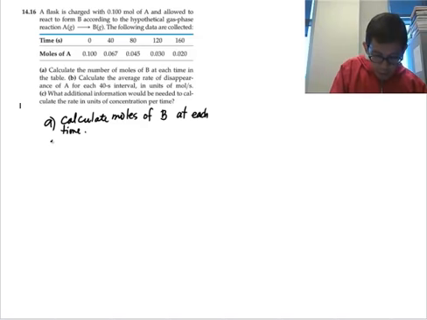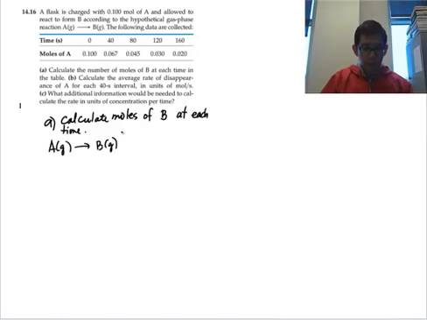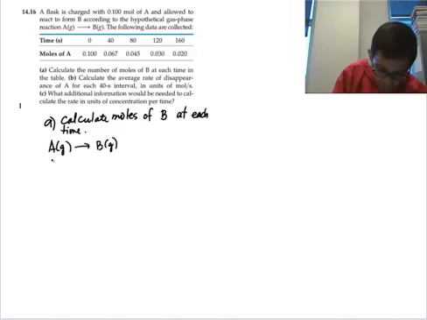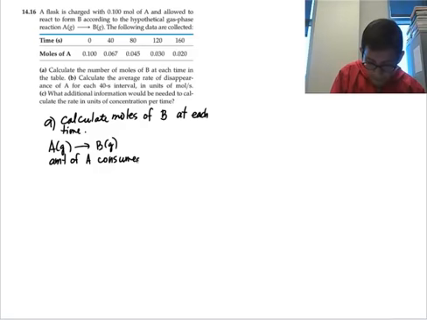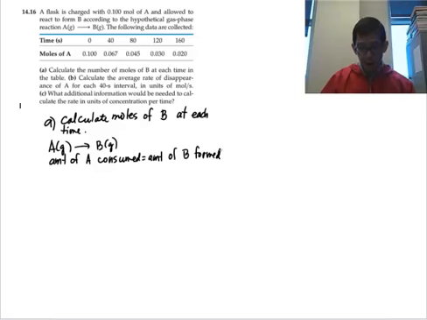So the reaction is A becomes B. The amount of A consumed is equal to the amount of B formed. So that there is our analysis.